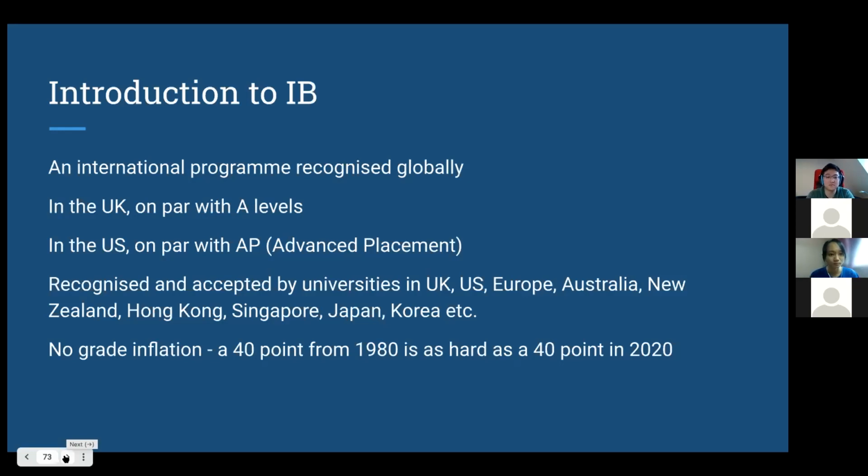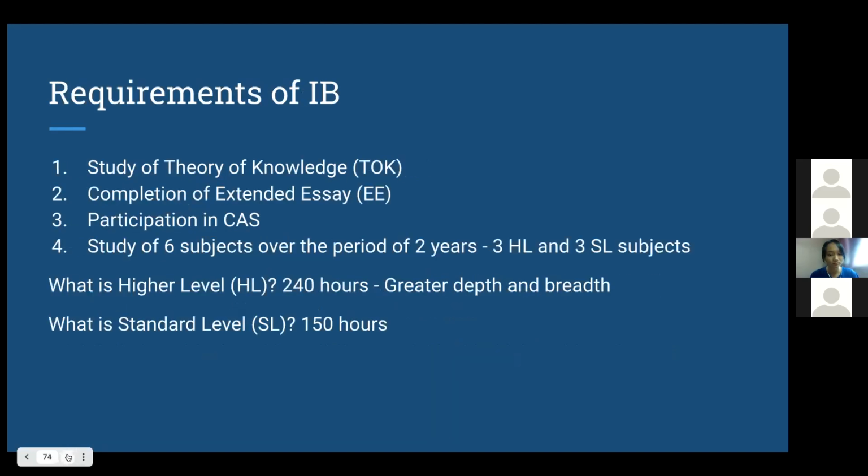So the key difference between IB and other exam boards is there's no such thing as grade inflation in IB. So a 40-pointer from the 1980s is considered as hard to get as a 40-pointer nowadays. So moving on, we'll be introducing IB. So Mabel, what are the requirements of IB? Can you take us through this?